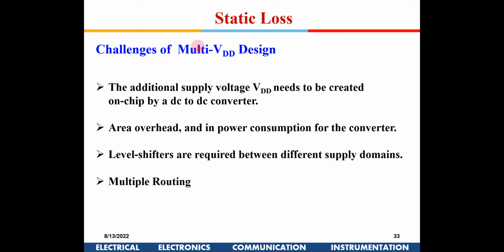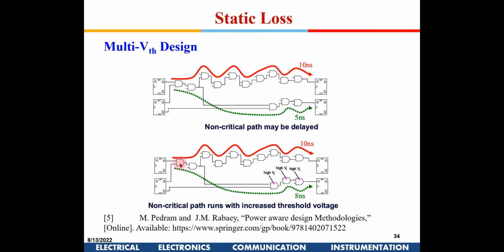The other, in multi-VDD design, additional VDD requires to be created by a DC to DC converter, which is an area overhead, level shifters will be required, and multiple routing. But in spite of all these things, it is being done in modern day processors, because power is a major issue.